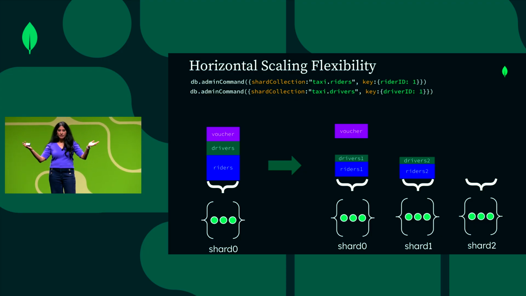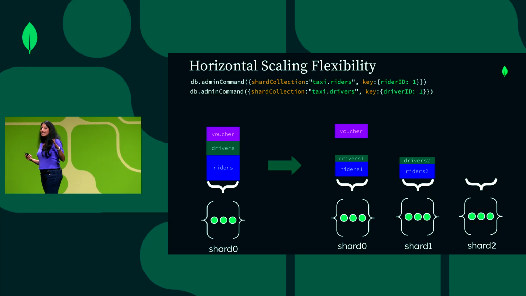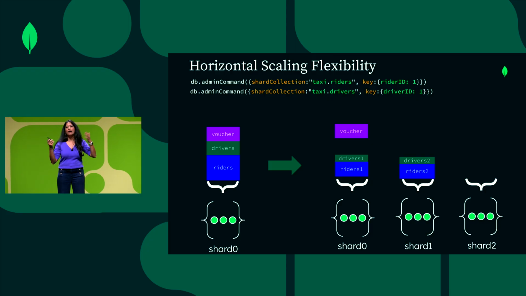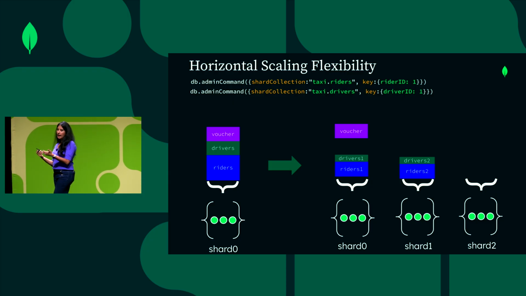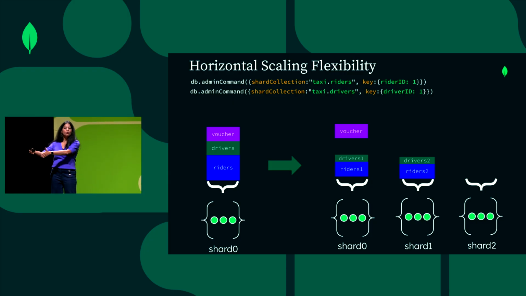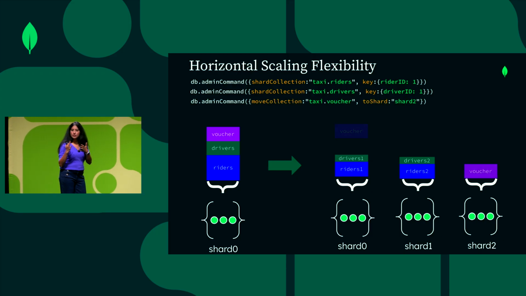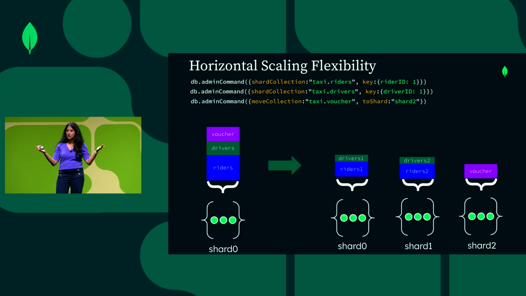And we balance it for you in the background. For voucher, it's eating up the same resources at shard 0, but you're not ready to shard yet, because how much will your voucher collection eventually grow anyway? So you just add a third shard and move the voucher collection to the third shard. And that is again move collection, to shard 2. So now you have achieved a perfect scalable solution for your application at that point in time.